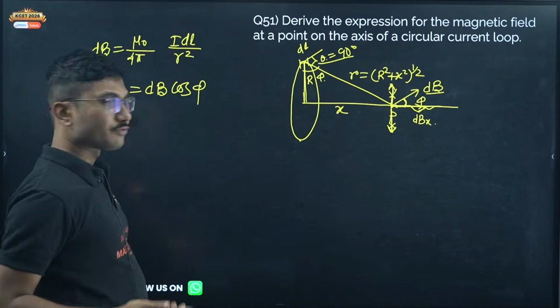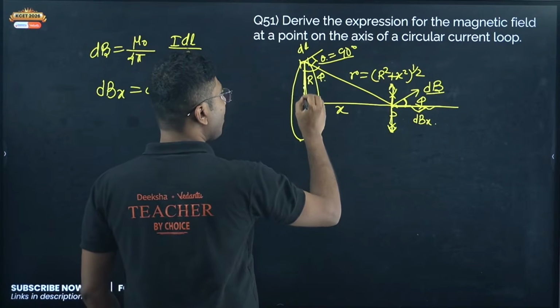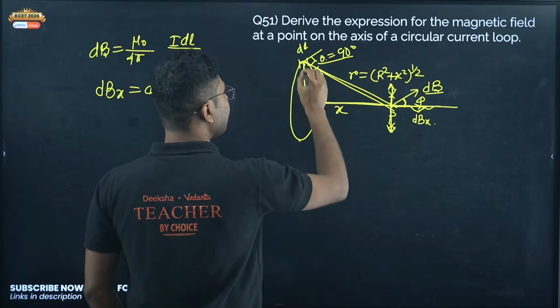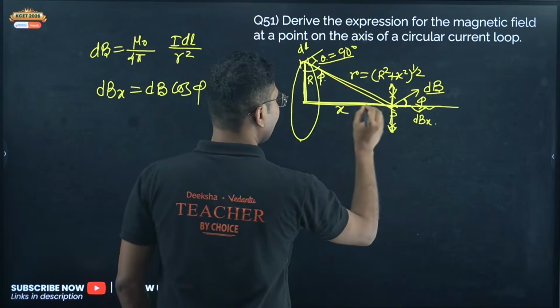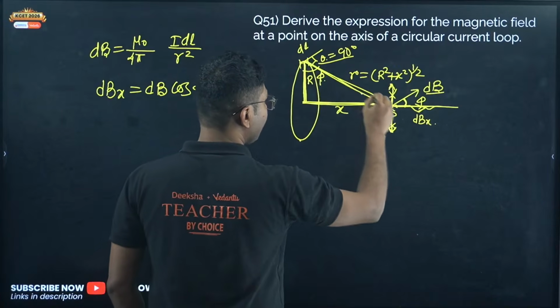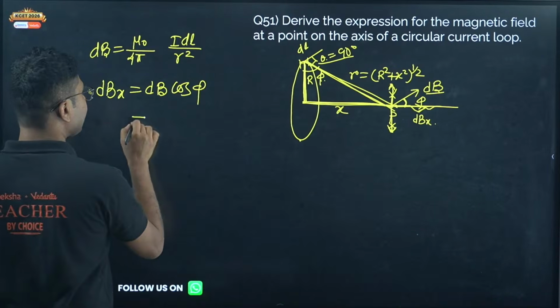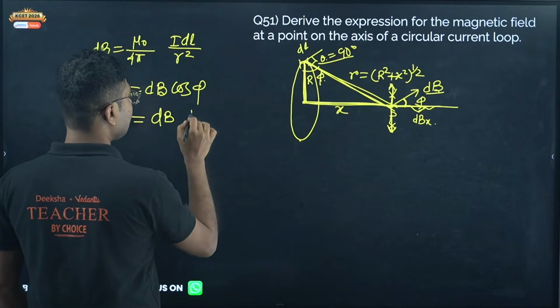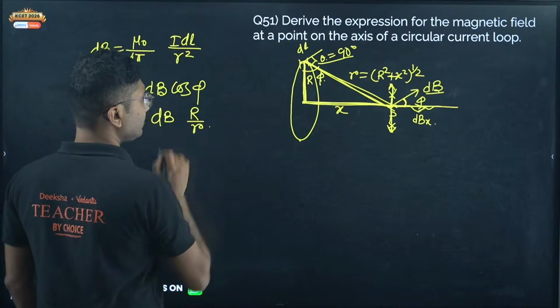Now how to find cos phi? To find cos phi, you have to go back to this triangle. In this triangle, you see this is the angle phi, this is the base, this is the perpendicular, and this is the hypotenuse, okay? So from there we can say that it will be dB r by small r.